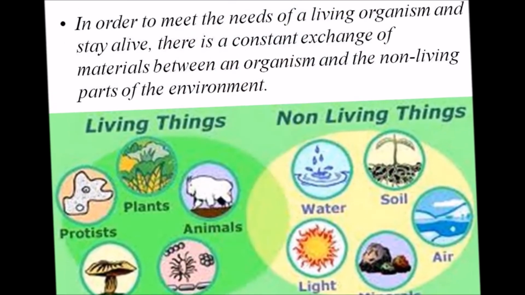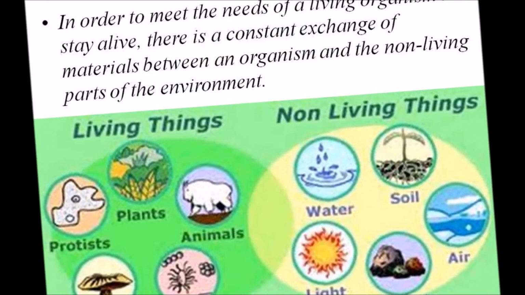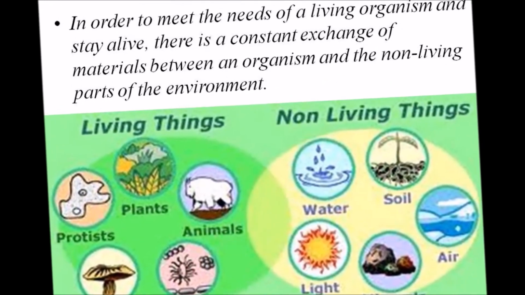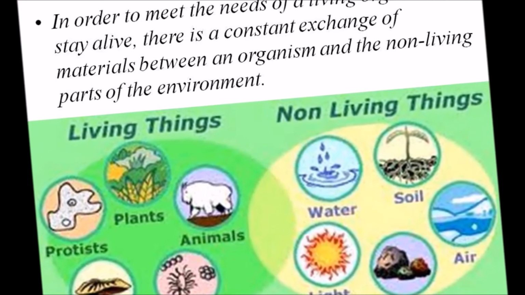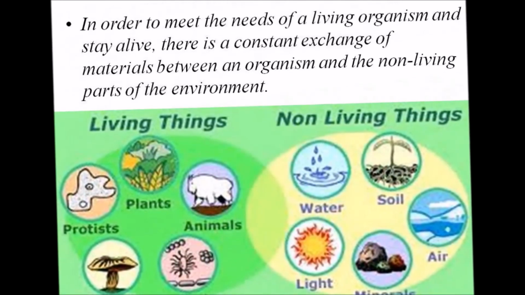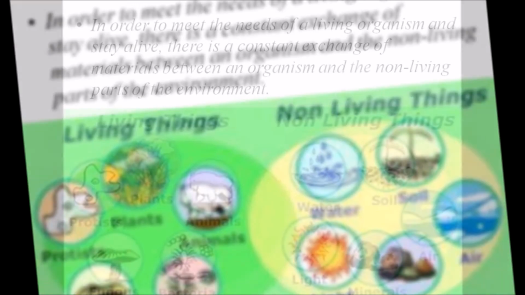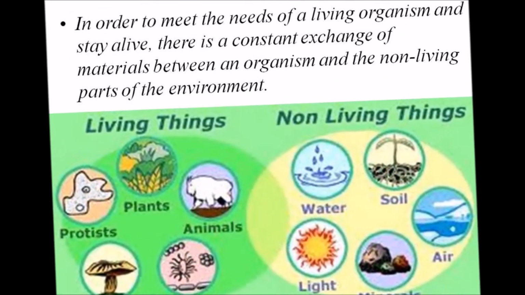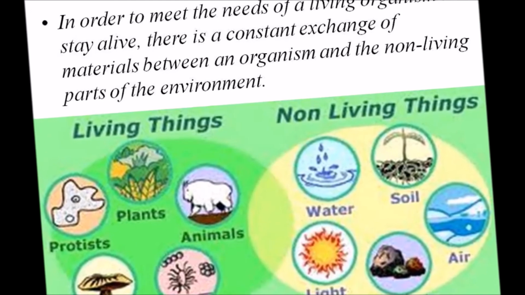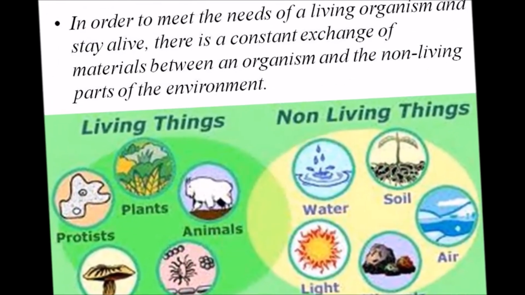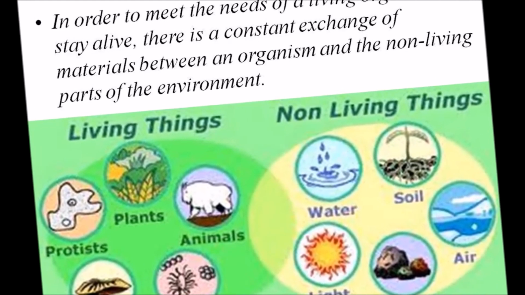In order to meet the needs of a living organism and stay alive, there is a constant exchange of materials between an organism and the non-living parts of the environment. For example, living things are plants, animals, bacteria, fungus, and protists. And there are non-living things which are necessary for the living things like water, soil, air, minerals, and light.